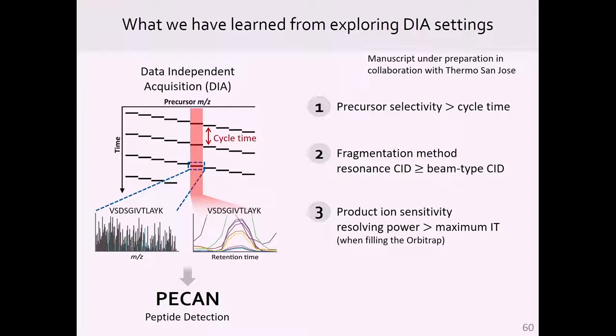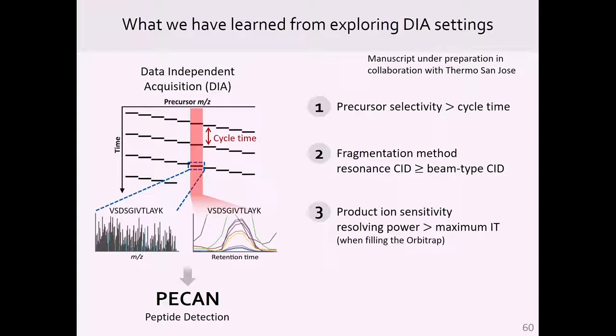So in general, this is kind of a little bit of a summary. If you're looking for the ability to detect peptides, precursor selectivity is more important than cycle time. For fragmentation method, resonance CID gives better results than beam CID. In general, though, we've stuck with beam CID because it can go between our Q Exactives and our Fusion-type instruments more readily, and the difference is fairly small. And product ion sensitivity and resolving power tends to be more important than... actually, I think they're about equal for that and for maximum inject time.